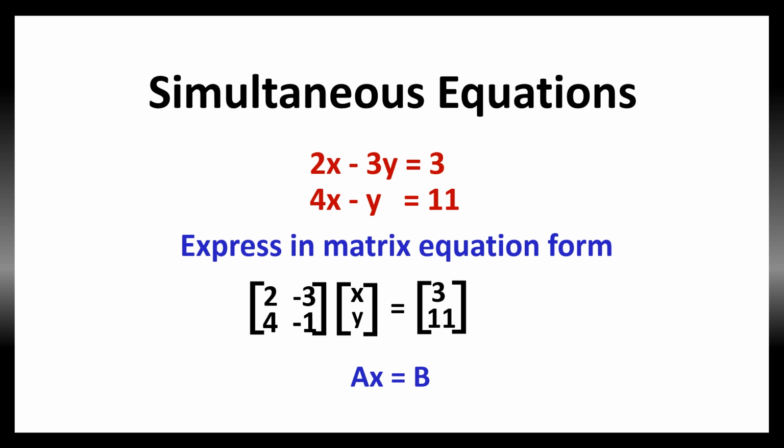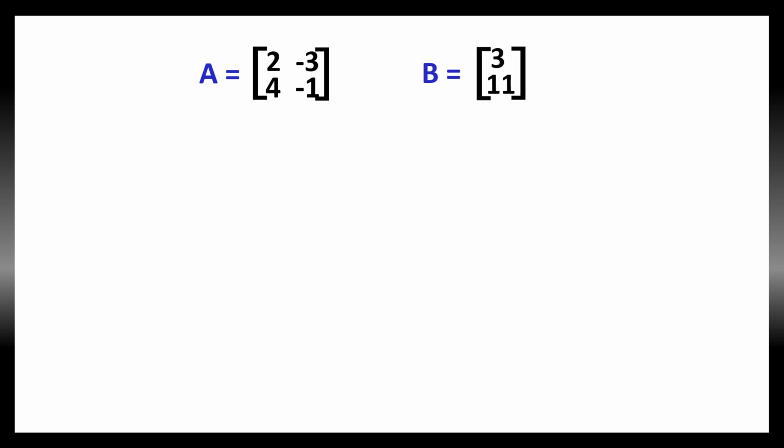So, whether we are using matrices for solving the equations with the inverse method, or applying the Cramer's rule method, we have to convert the equations into matrix equation form. For both these methods, this expression in matrix equation form is compulsory. And from the next step onwards, both the methods differ. Thus, we got A as matrix of 2, minus 3, 4, minus 1 and B as matrix of 3, 11.